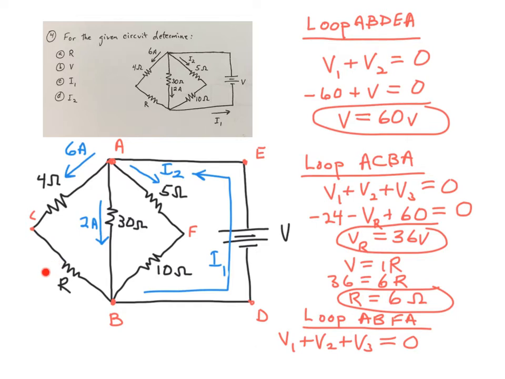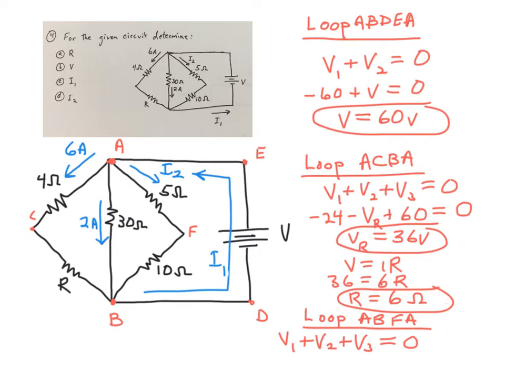And if V sub R is 36 volts, then I can apply Ohm's law to this resistor, because I know there's 6 amps in that resistor. That blue current coming from here to here is 6 amps in that branch. So I'm applying Ohm's law to that unknown resistor. The unknown resistor is now known. It's 6 ohms. All right.